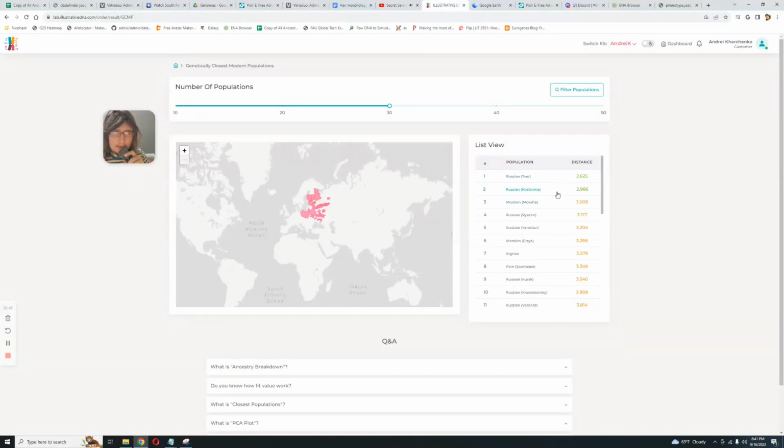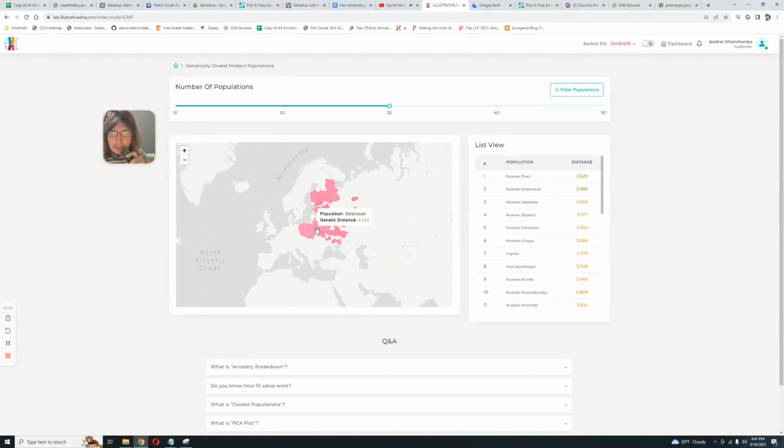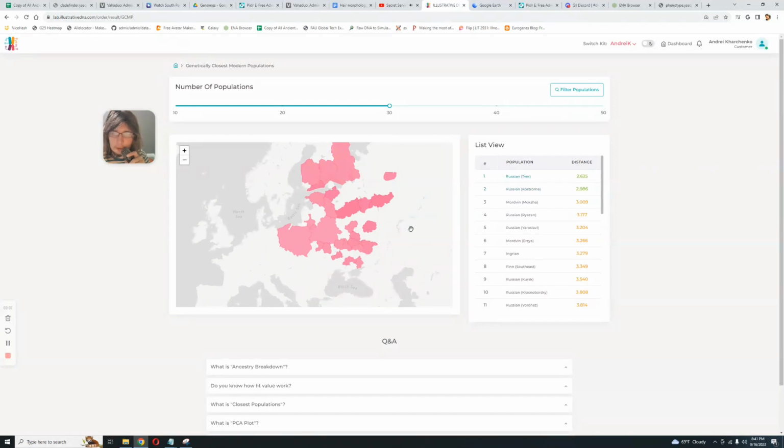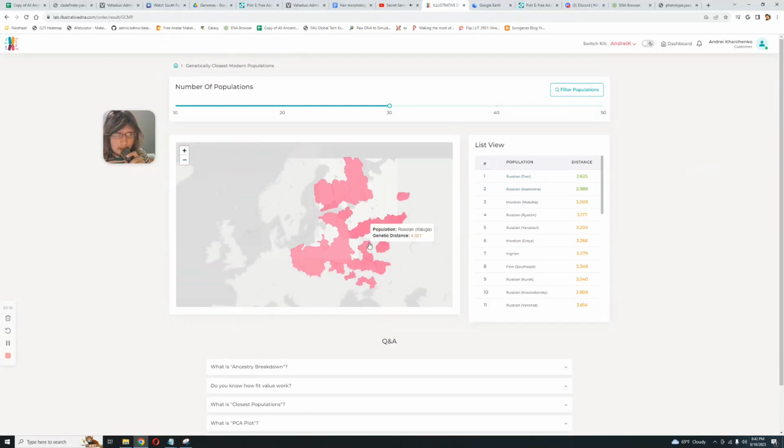So there is some difference between what you're going to see with G25 for your original DNA file versus G25 for your imputed DNA file. I'm not sure which one is more accurate, but this does seem right because I am closest to Russians from Tver. I don't have any ancestry from Tver. But I guess I am most similar to Russians from Tver in terms of genetics and ancestry, right?